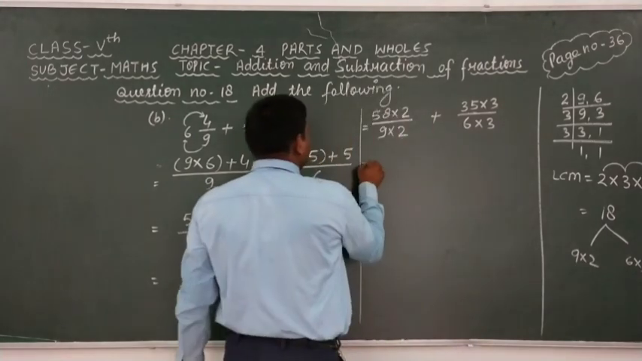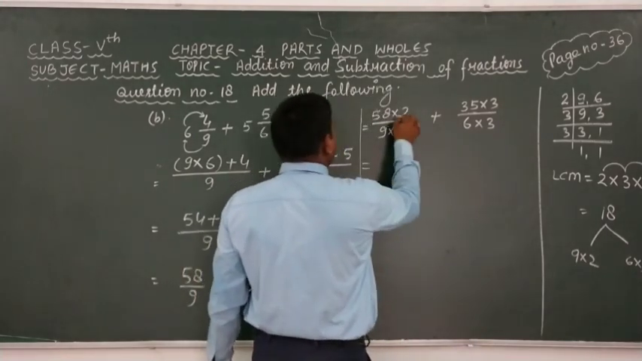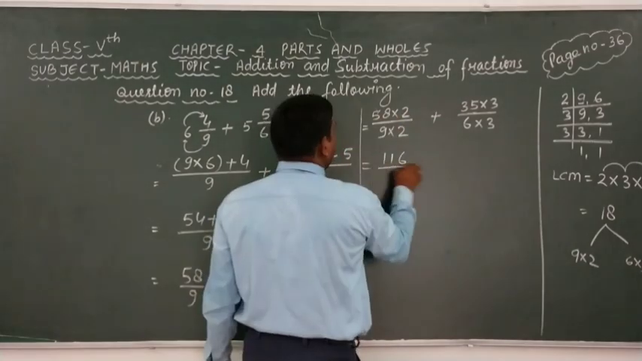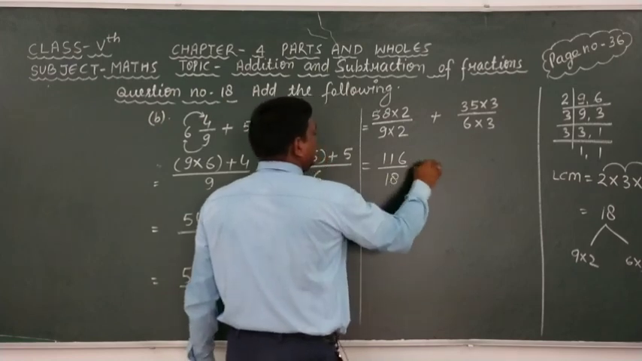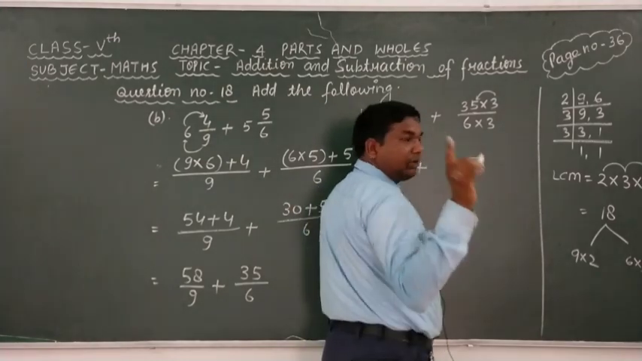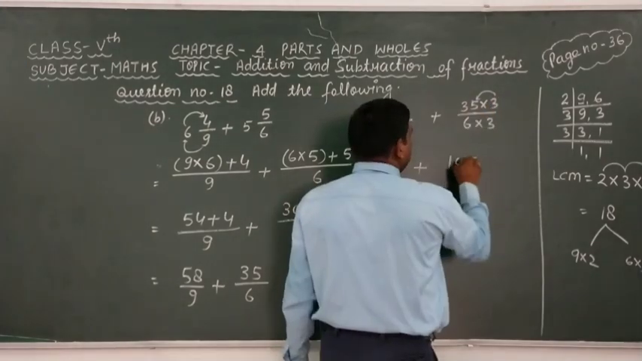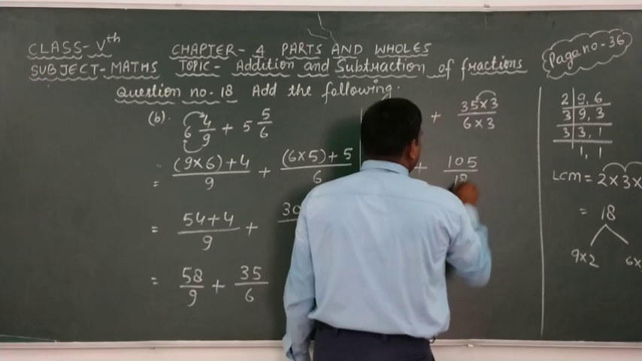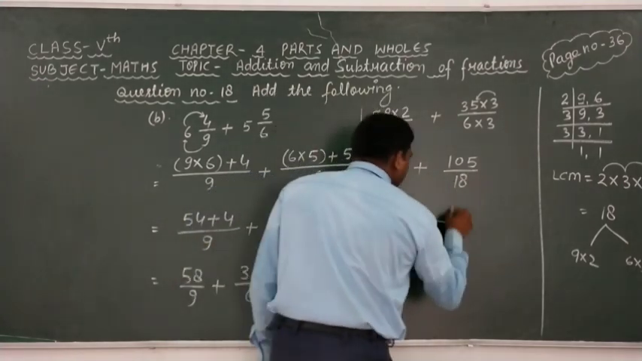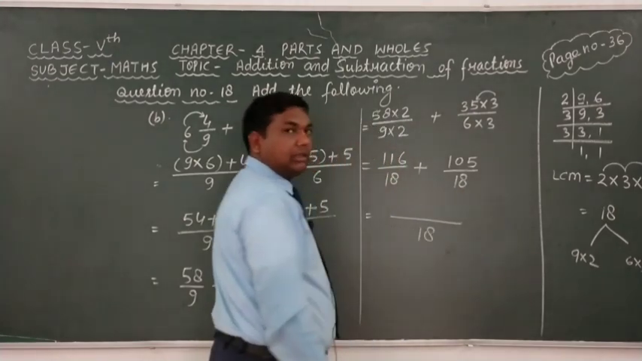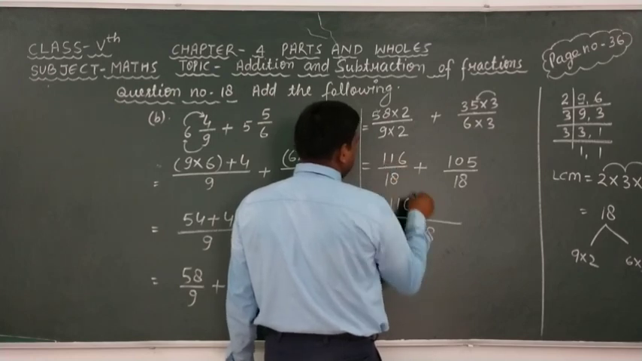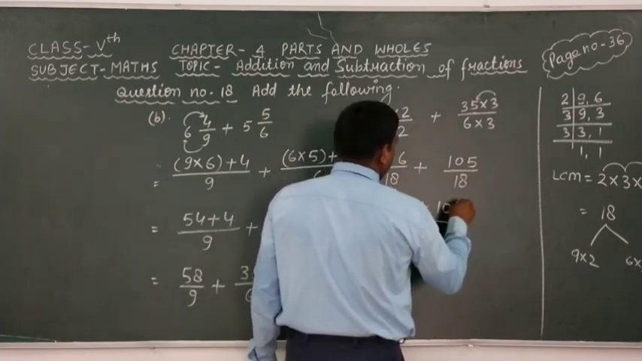Okay, look, 5 times 8 is 40... 58 times 2 is 16, 6 carry 1, 2 times 5 is 10 plus 1 is 11 over 9 times 2 is 18, plus 3 times 5 is 15, carry 1, 3 times 3 is 9 plus 1 is 10 over 18. Since here we get 18 the same, we take only 18 and add 116 plus 105.